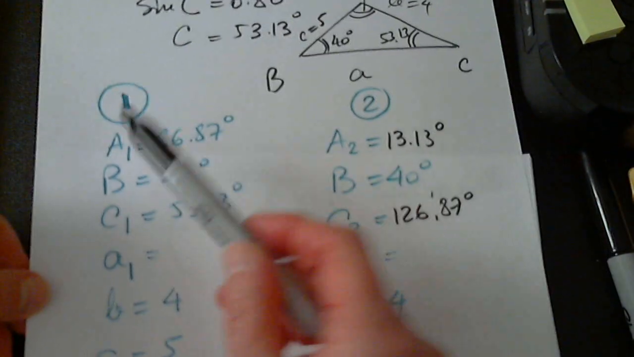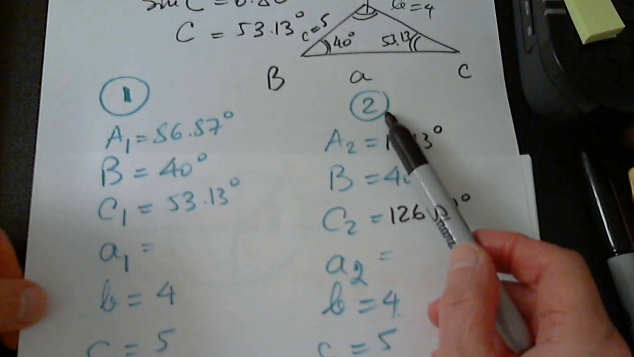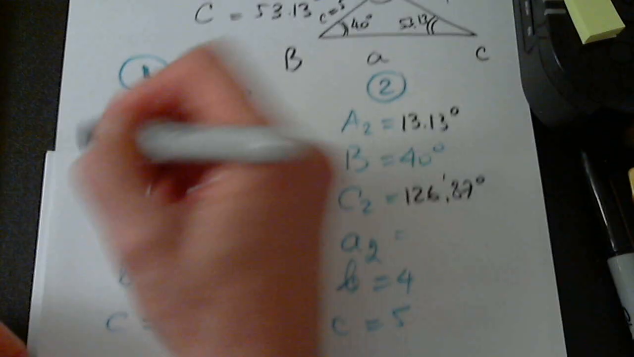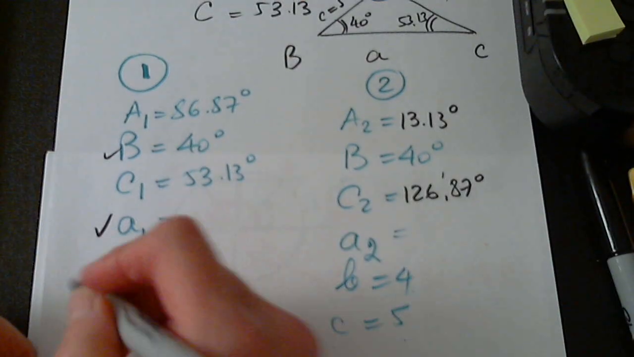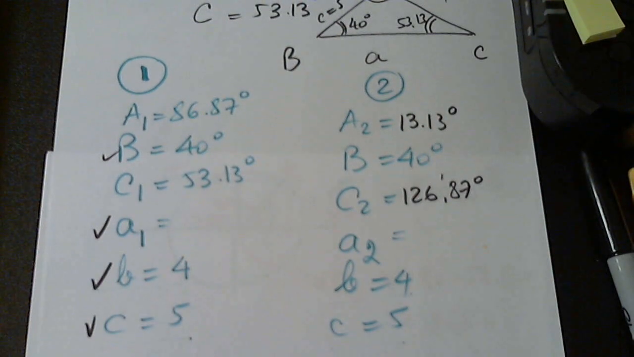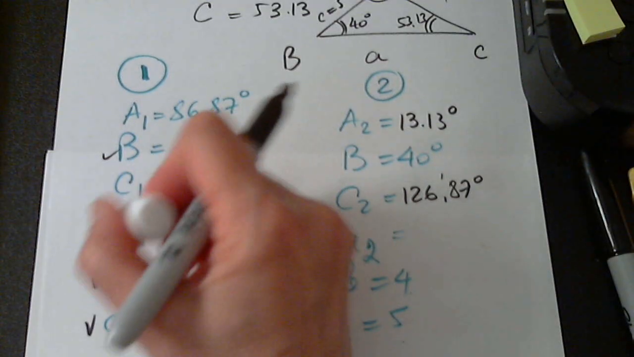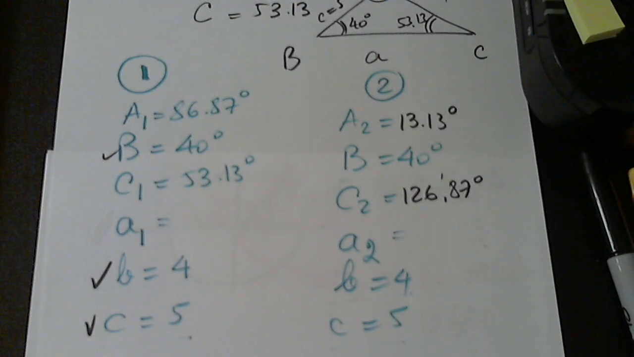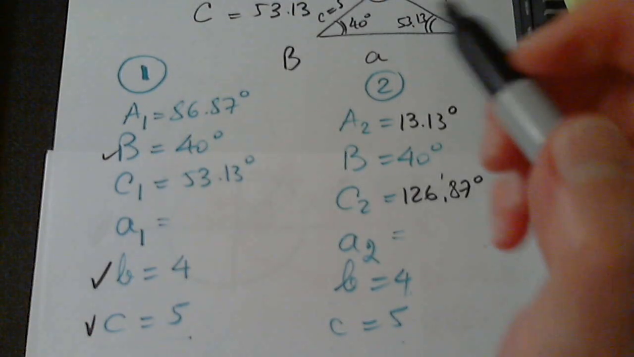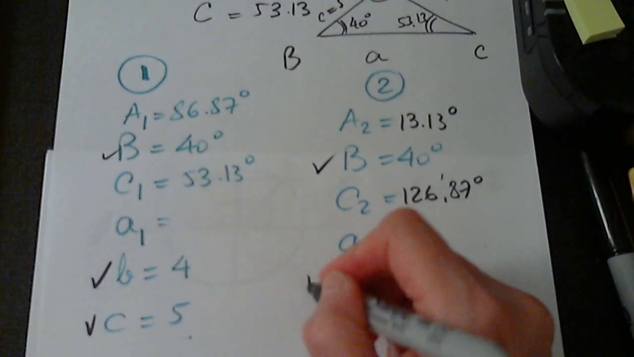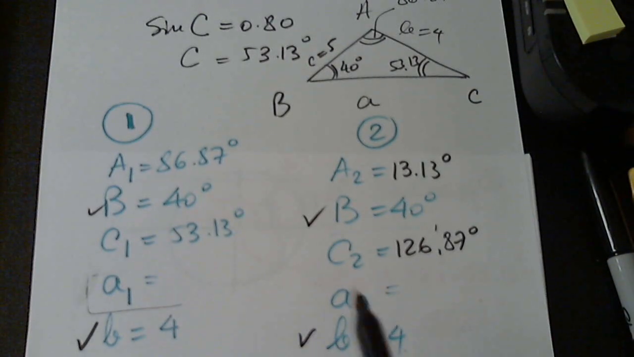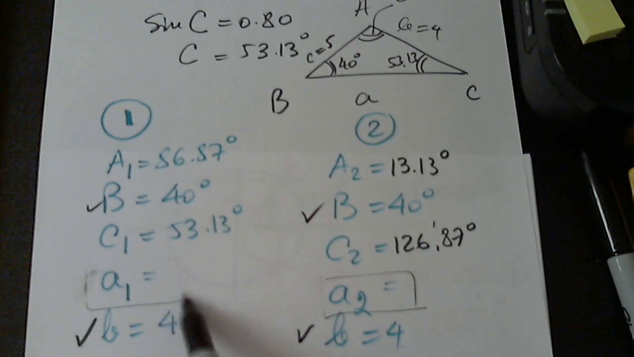So, indeed, this ambiguous case results in two different triangles and both triangles fulfill the given information. And the given information is angle B, side B, side C. We haven't finished because we have not determined A1 and we have not determined A2. Okay, and then it will be done.